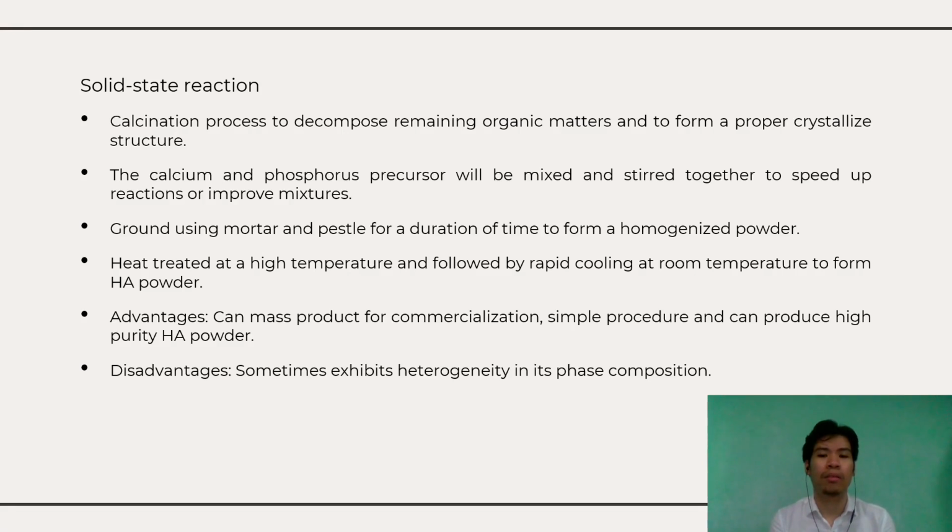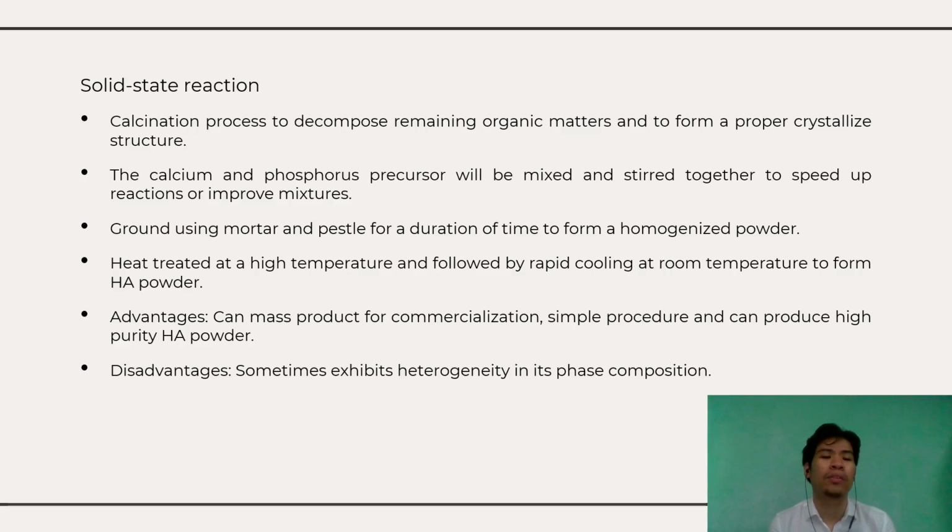It will then be mixed and stirred together to speed up the reaction or improve the mixture. Once mixed, the mixture will be ground using mortar and pestle for a duration of time to form a homogenized powder. And lastly, the powder will be heat treated at a high temperature and followed by rapid cooling at room temperature to form HA powder.